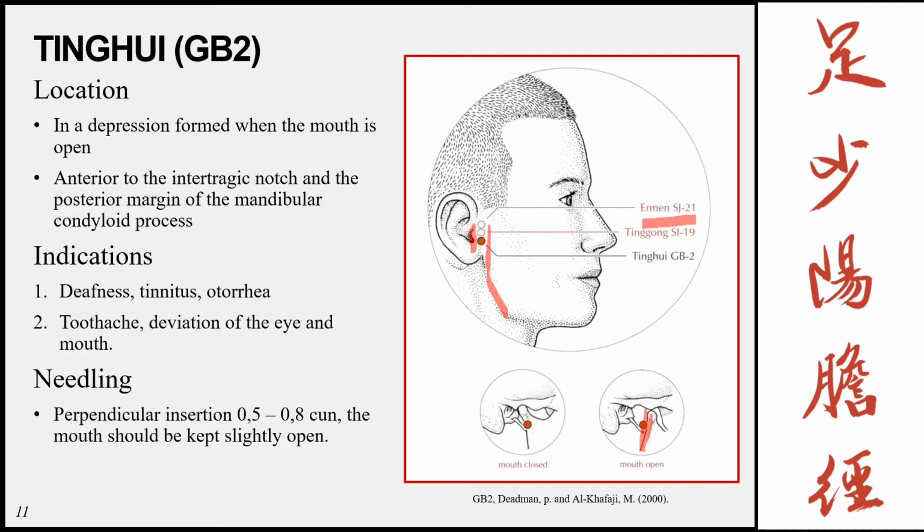This point can be used for local conditions such as deafness, tinnitus, and otorrhea. It can also be used for toothache and deviation of the eye and mouth. Needling is perpendicular insertion, 0.5 to 0.8 tsun, and the mouth must be kept slightly open. This is due to how the condyloid process moves. As you can see on the second circle on the bottom right, when the mouth opens, the condyloid process shifts forward and allows this opening to form between the condyloid process and the ear. This then allows us to needle into the point.